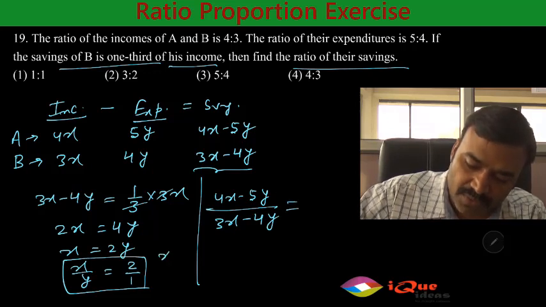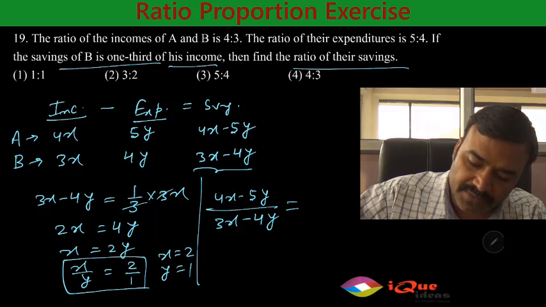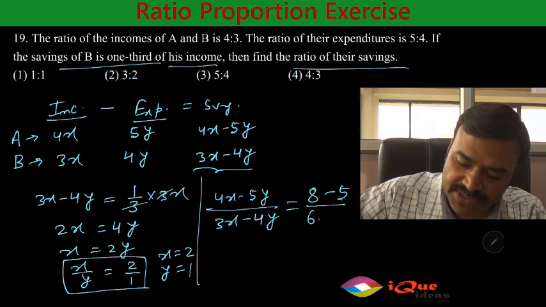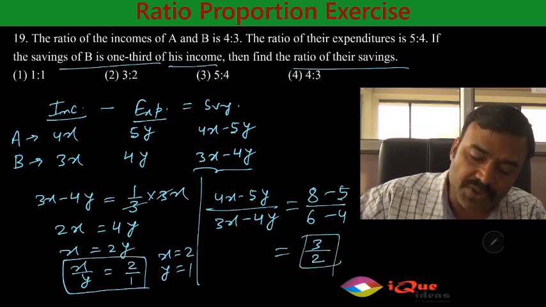Just put x equal to 2 and y equal to 1. We have already done this kind of theory earlier. So 4 into 2 is 8 minus 5 into 1 is 5, divided by 3 into 2 is 6 and 4 into 1 is 4. So it is 8 minus 5, 3, 6 minus 4 is 2. So the final answer is 3 is to 2.